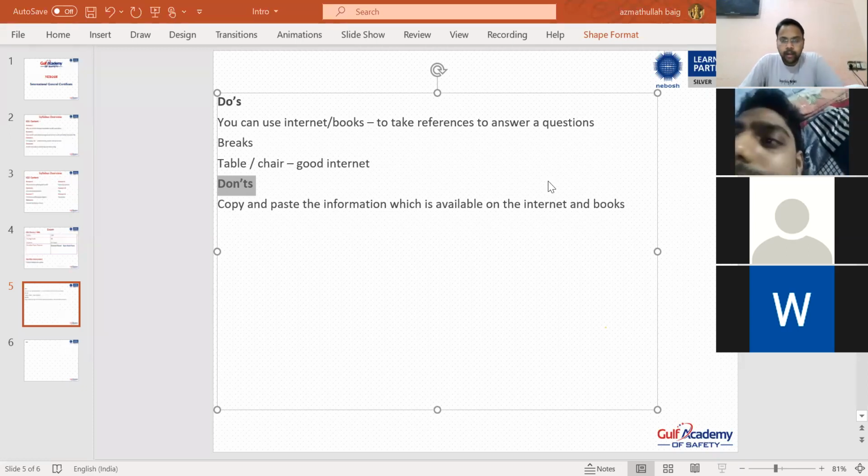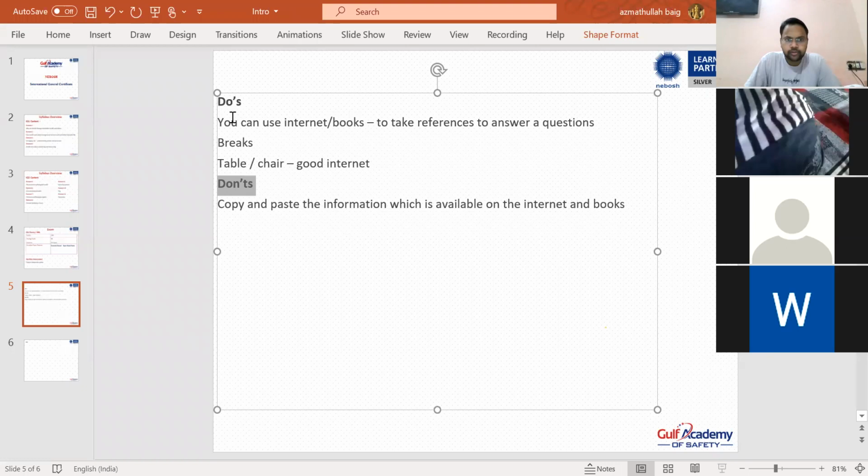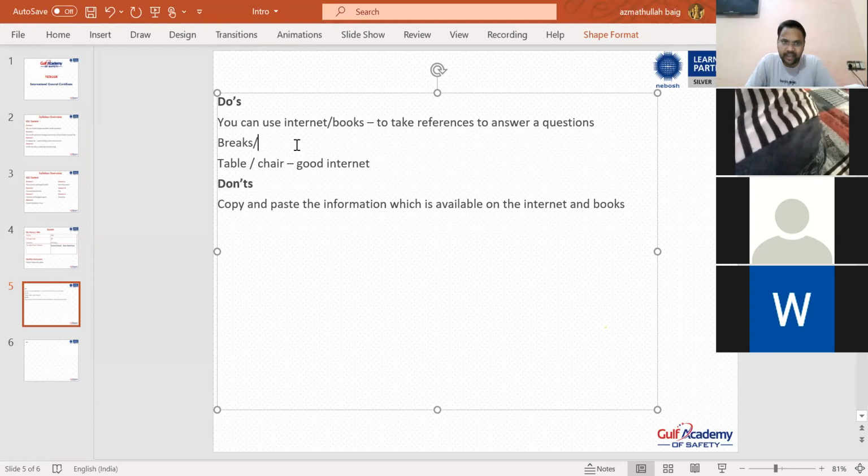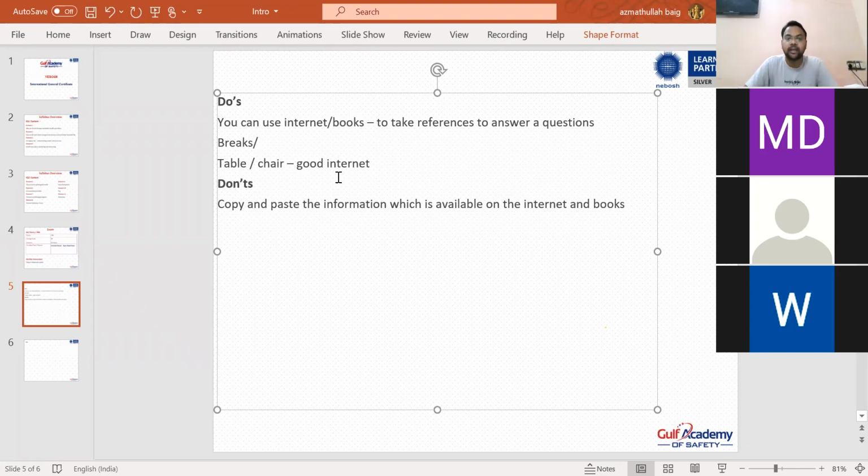Okay, sir. Right. So what you are supposed to do, you can use internet books to take references to answer the questions. You can take breaks. You can have snacks. Make sure you are sitting in a place where you are comfortable. Make sure there is a proper table, a proper chair where you are comfortable and a good internet connection, and make sure there is a proper backup, particularly the people who are working on desktop computers. Make sure there is a battery backup so that if suddenly the power goes off, you don't start typing it again because the data is lost. So a proper backup should be there, right?